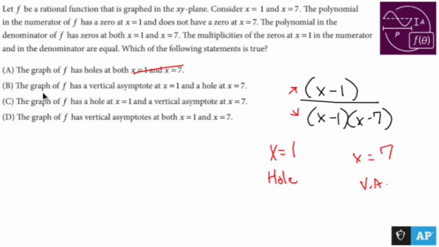Holes at both? Nope. Vertical asymptote at 1 and a hole at 7? Nope. Graph of f has a hole at 1 and a vertical asymptote at 7? Yep. And the graph of f has a vertical asymptote at both? Nope. Okay? So one of those makes you think about where a vertical asymptote and a hole come from. The AP Precalculus practice test that I've been seeing, they love these problems.